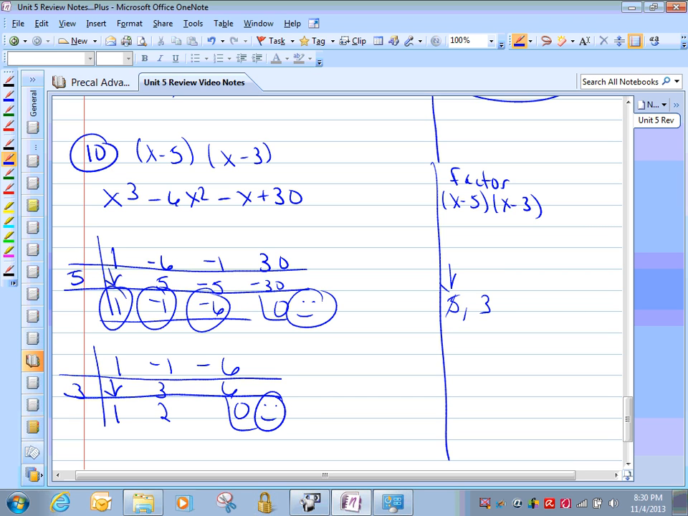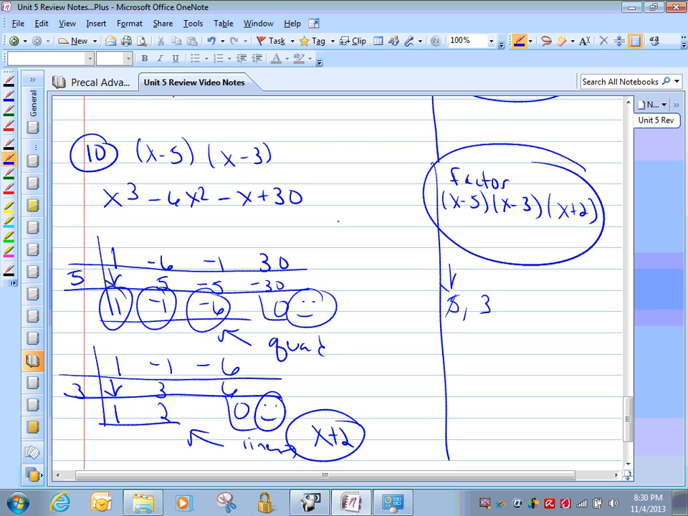Yippee, yippee, yippee. Now we have a linear. This was a quadratic, and this is the linear factor, which would just give us an x plus 2, which is our last factor. And there's our solution. All right, keep going, Bearcats. You're going to do great.